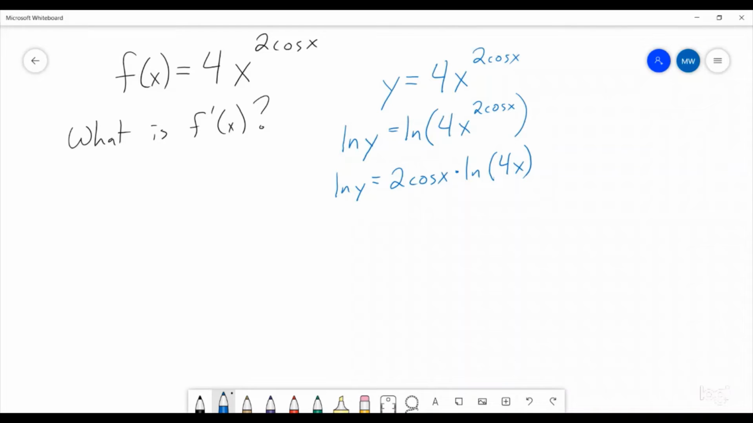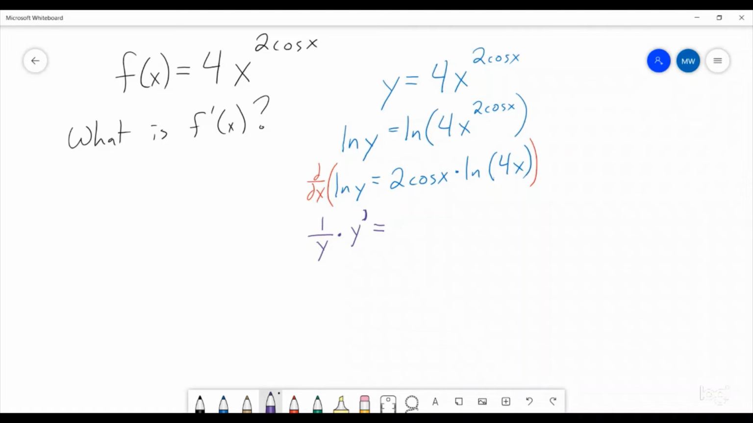So this is what we then take the derivative of. So the derivative of all of this with respect to x. Well, what's the derivative of the natural log of y? Well, that's going to be a 1 over y, but then multiplied by the derivative of y with respect to x. So that's going to be a y prime. And that's equal to the derivative of the other side.